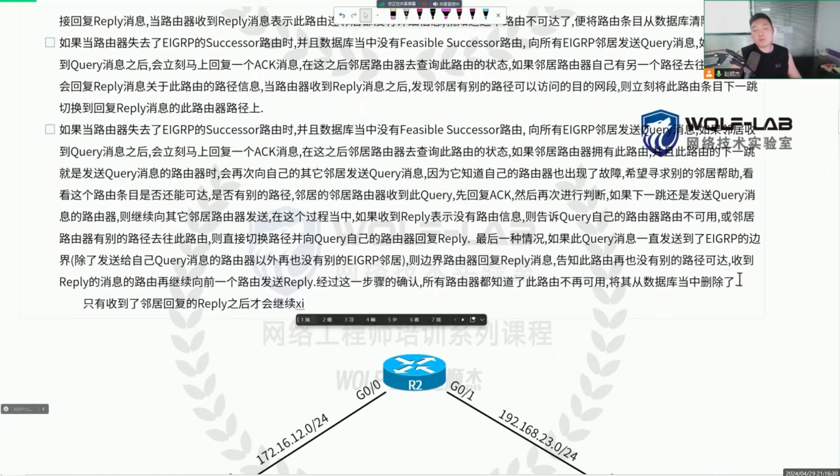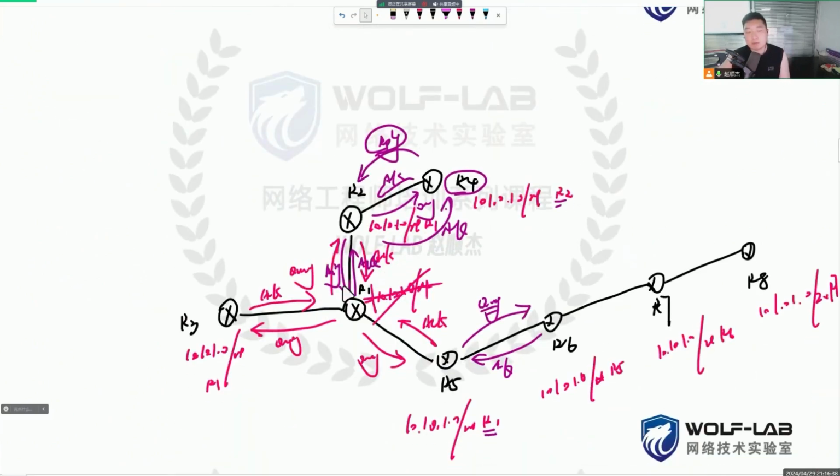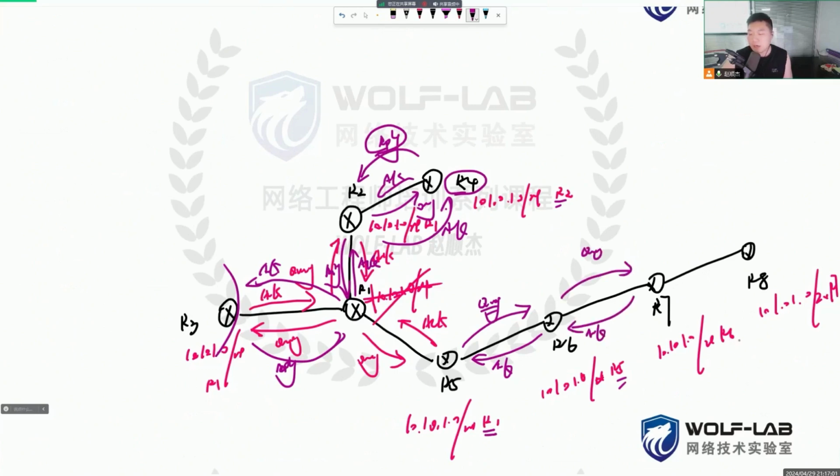What students need to pay attention to is that only in the third case, only after receiving the reply from the neighbor will we continue to reply with a reply message. We only reply after receiving the reply. We'll reply with a reply message similarly. R3 realizes that I am also the boundary. I also have no other paths to access 10.10.1.0. I reply with a reply, there are no other paths. R1 replies with an ACK. So R5 sends a query, and it replies with an ACK. It finds that the next hop is R5.